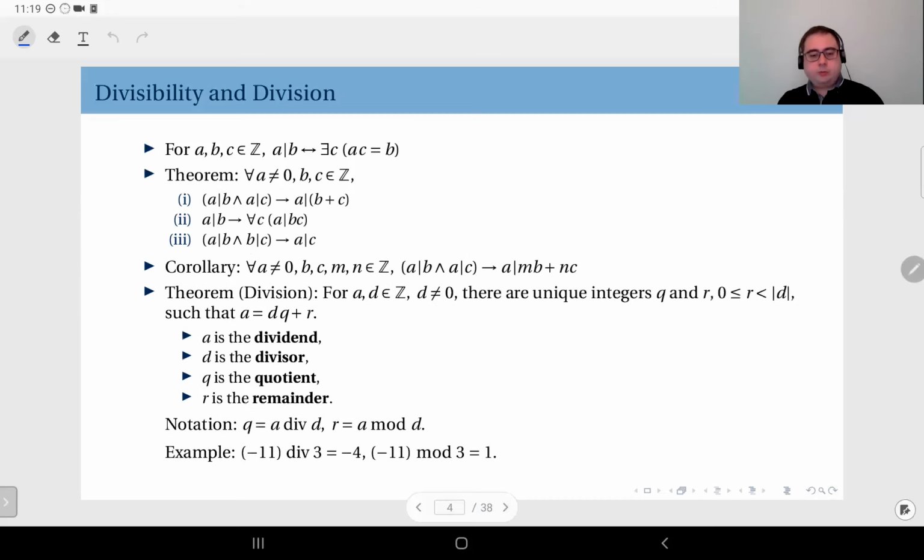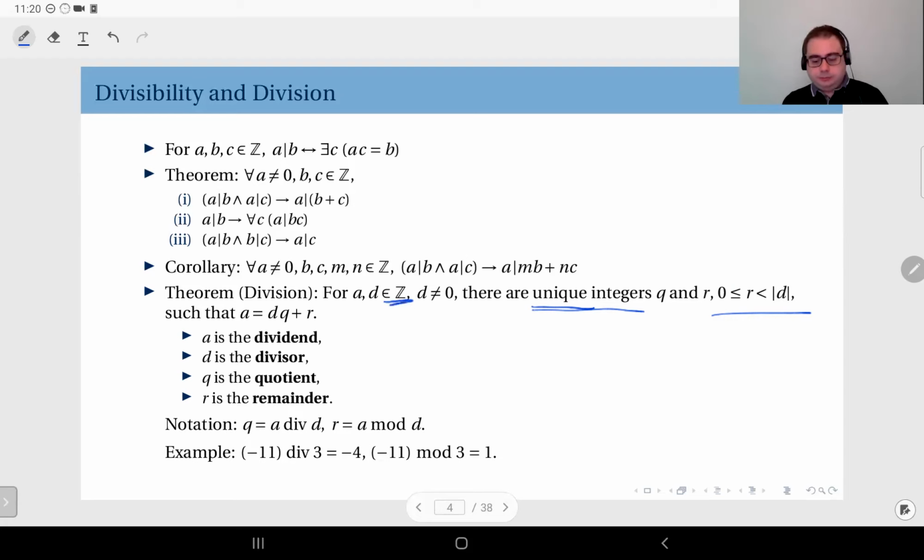Now, based on this definition, we have the division theorem. You can see this as the definition of division operation on integers. Here, a and d are integers where d is non-zero, so we exclude division by zero here, obviously. And the theorem states that there are unique integers. Now, this is important, the uniqueness part. Unique integers q and r such that r is between 0 inclusive and the absolute value of d exclusive, such that a equals d times q plus r.